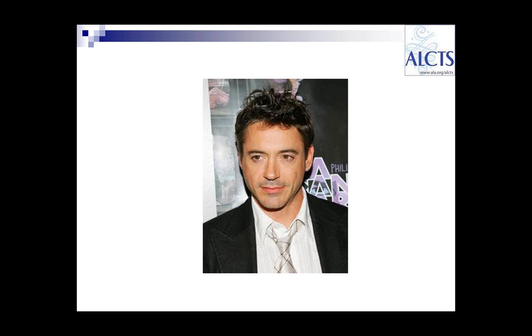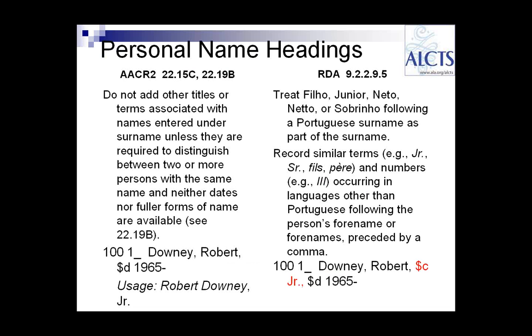Okay, and you all know that this is Robert Downey Jr., and his name would change slightly as an authorized form, because in RDA they would include the junior in the term junior, because he's well known and he uses that as part of his name. And you can see that this is the rule in AACR2, that basically to record similar terms such as junior, senior, etc. in various languages as well.